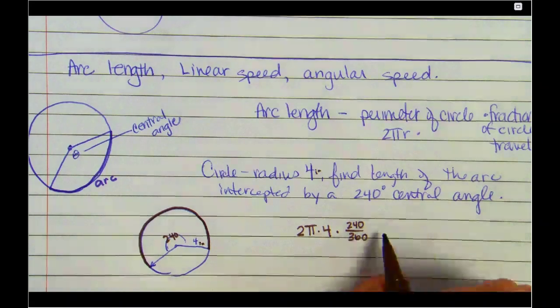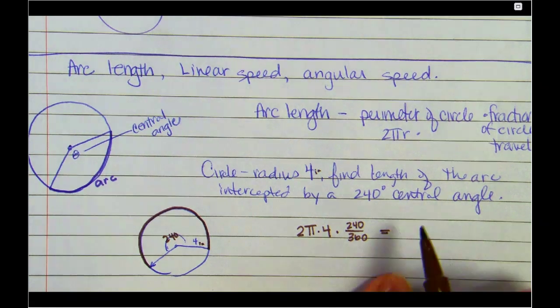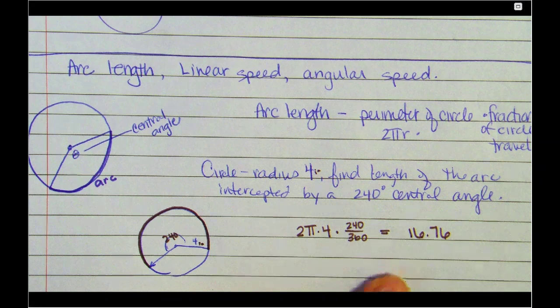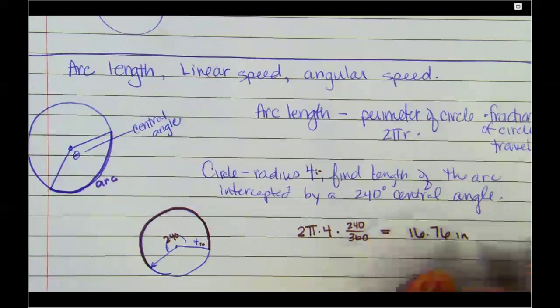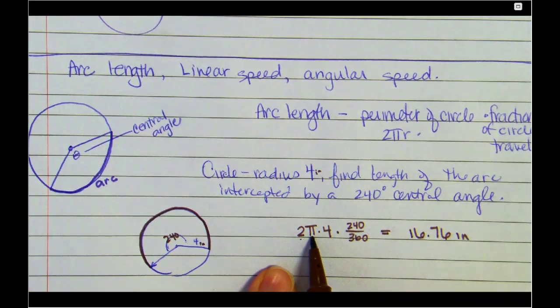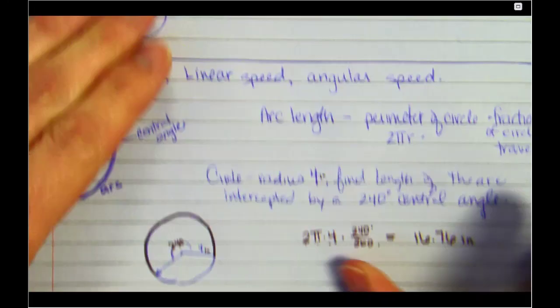What do you get? 16.76. Here's the perimeter, 2 times pi times radius, and here's the fraction of the circle, 240 out of 360. Let's do another one of those.